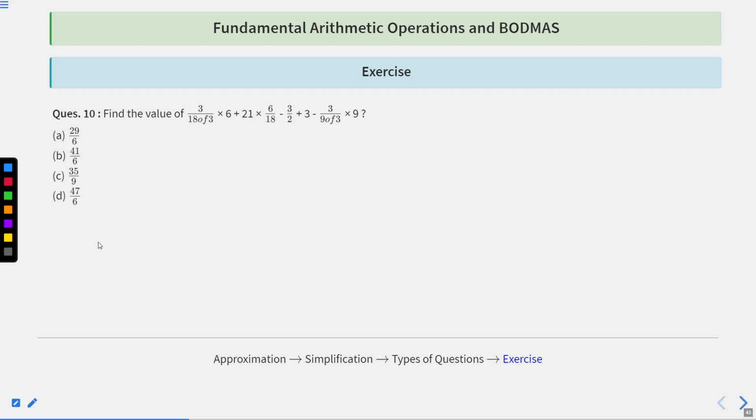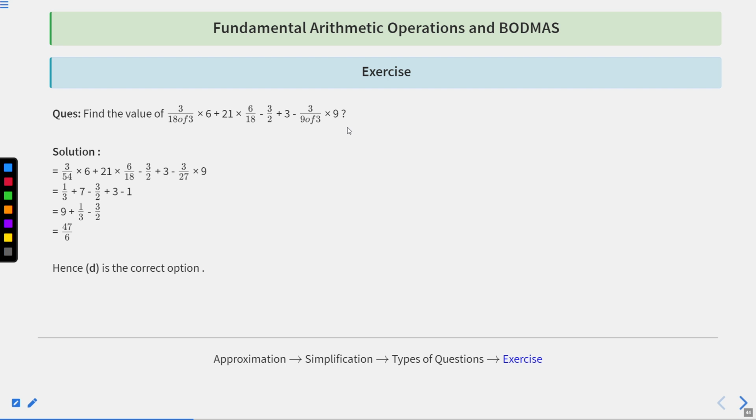So the last problem of this lecture, find the value of 3 upon 18 of 3 into 6 plus 21 into 6 upon 18 minus 3 upon 2 plus 3 minus 3 upon 9 of 3 into 9. So the solution, 3 upon 54, 18 times of 3 is 54. So 3 upon 54 times 6 plus 21 times 6 upon 18 minus 3 upon 2 plus 3 minus 3 upon 9 of 3 means 9 times 3 is 27 times 9.